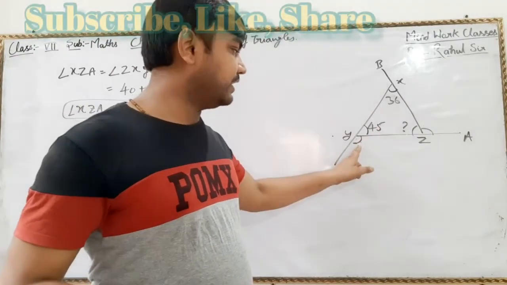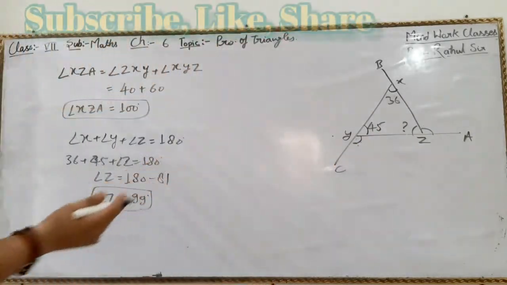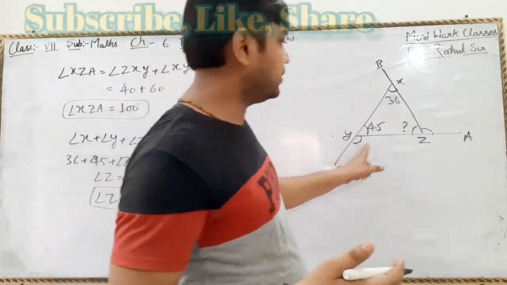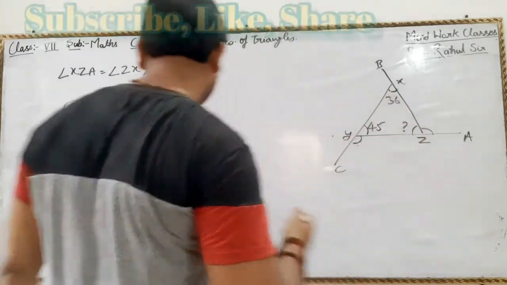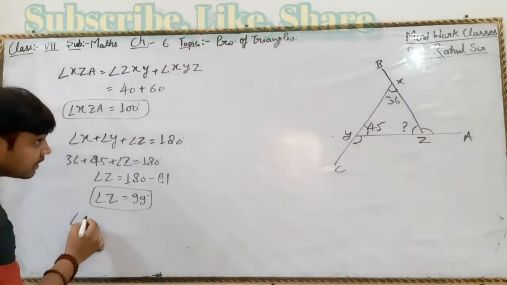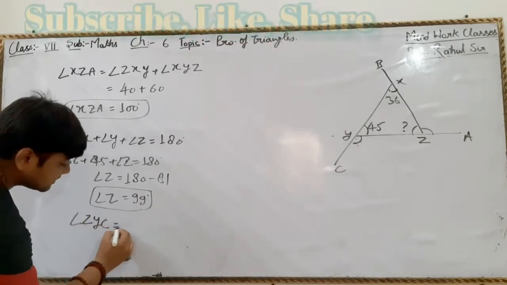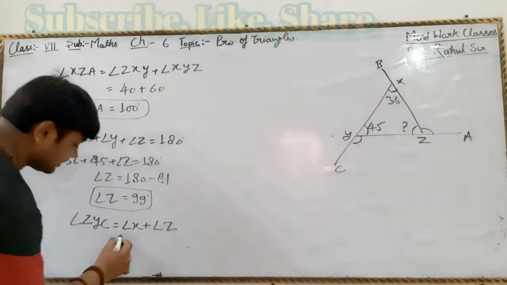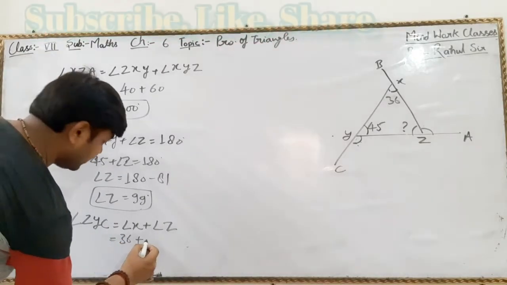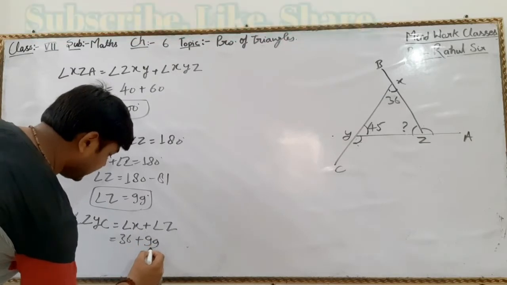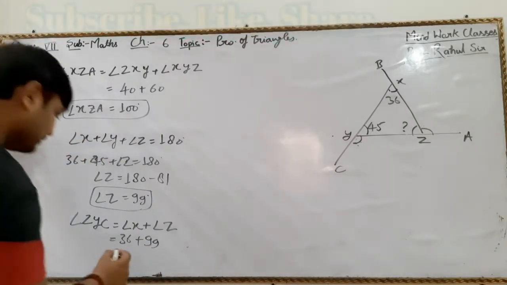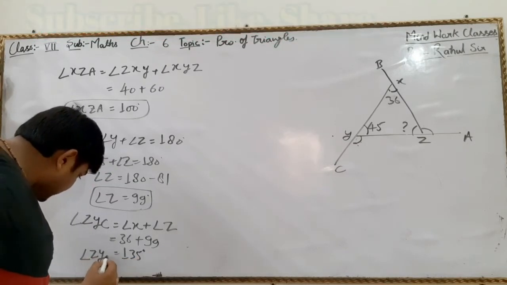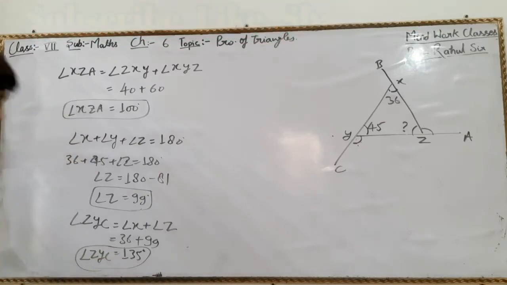Now we have to find out this angle. Again, exterior angle property. What is the exterior angle property? This angle is equal to the sum of angle X plus angle Z. So angle ZYC is equal to angle X plus angle Z. Angle X is given 36 plus angle Z we have found out already, 99 degree. So what do we get? We get 135 degree. This is how the rest of the angles we can find out.